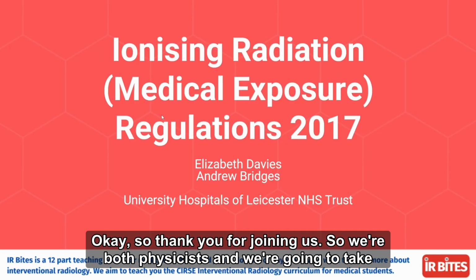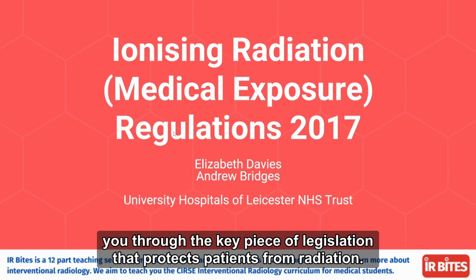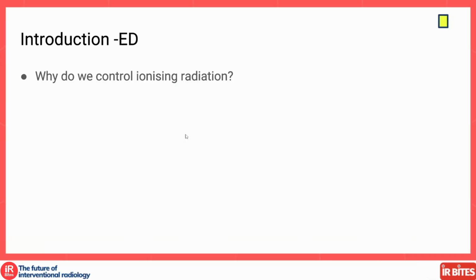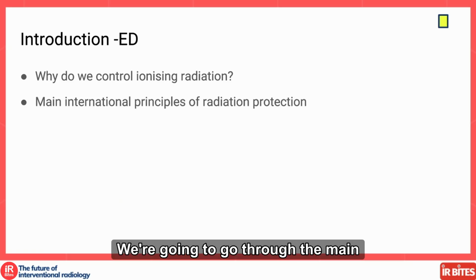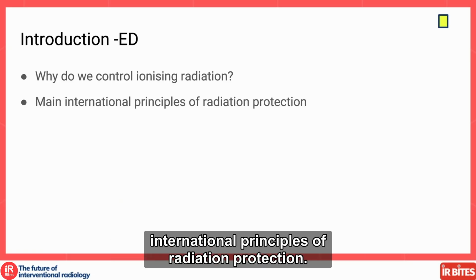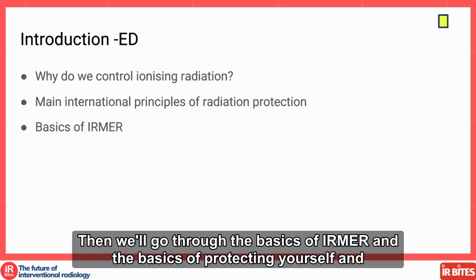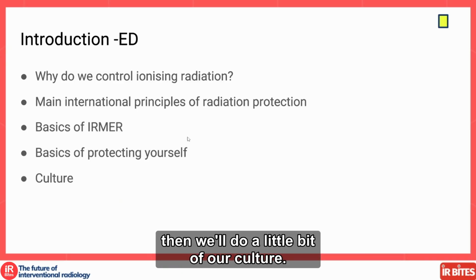So we're both physicists and we're going to take you through the key piece of legislation that protects patients from radiation. We're going to talk about why we control ionising radiation and what the risks are. We're going to go through the main international principles of radiation protection. Then we'll go through the basics of IRMA and the basics of protecting yourself. And then we'll do a little bit of our culture.